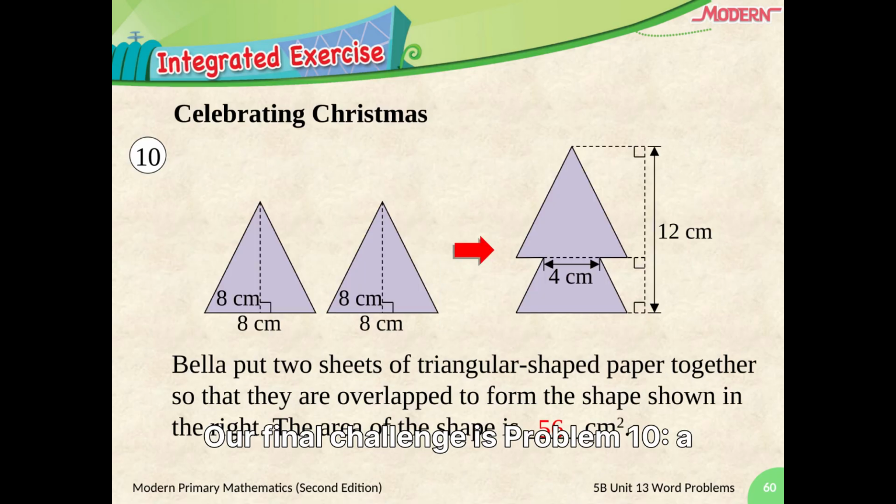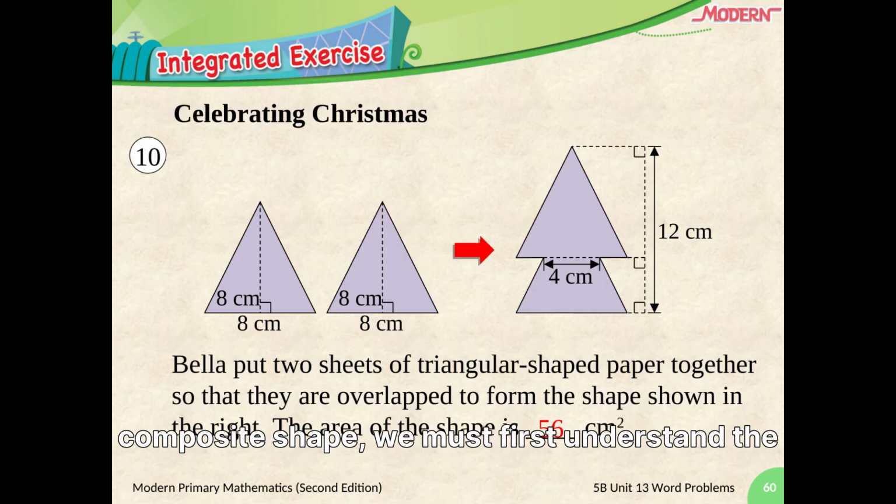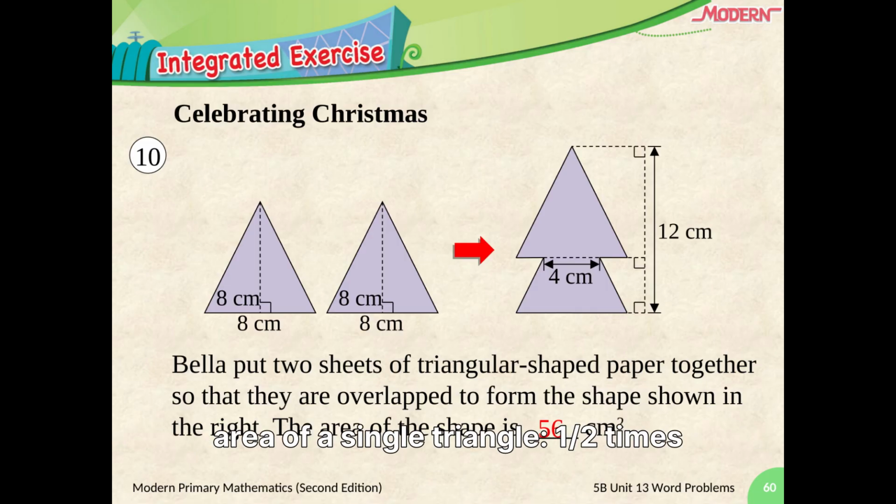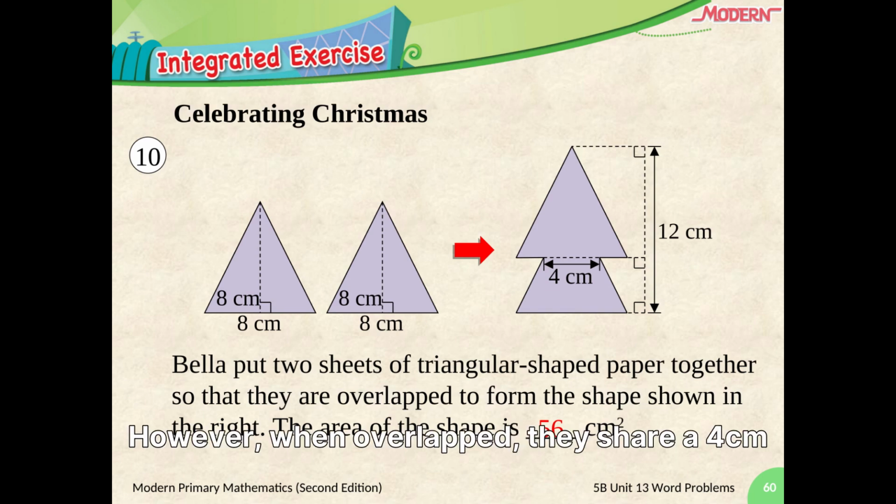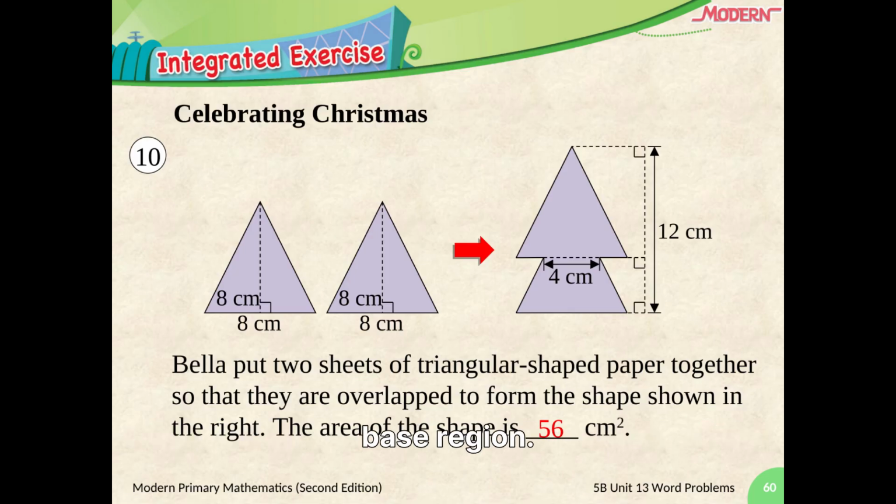Our final challenge is problem 10, a geometry synthesis problem. Bella overlaps 2 identical triangles. To find the area of the resulting composite shape, we must first understand the area of a single triangle. 1/2 times base times height. Each triangle has a base of 8 centimeters and a height of 8 centimeters, giving an area of 32 square centimeters. However, when overlapped, they share a 4 centimeter base region.